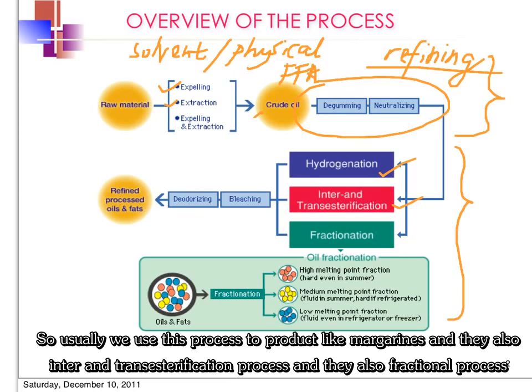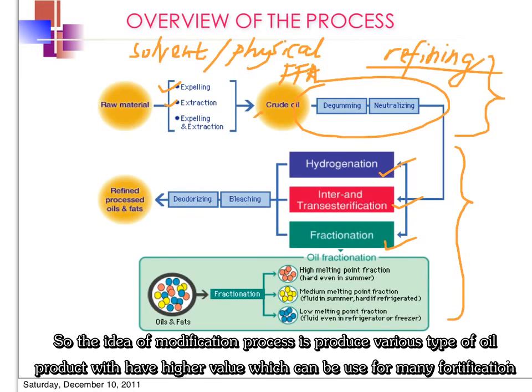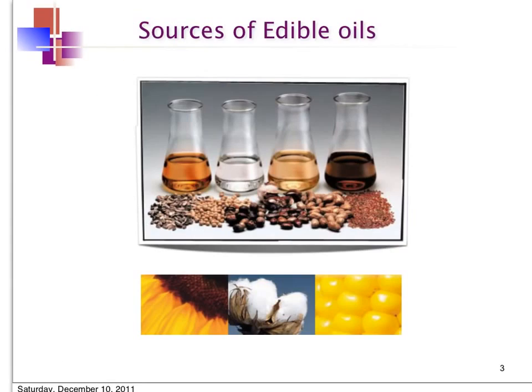Then there is also the interesterification process and also the fractionation process. So the idea of this modification process is to produce various types of oil products which have higher value and which can be used for many food applications.